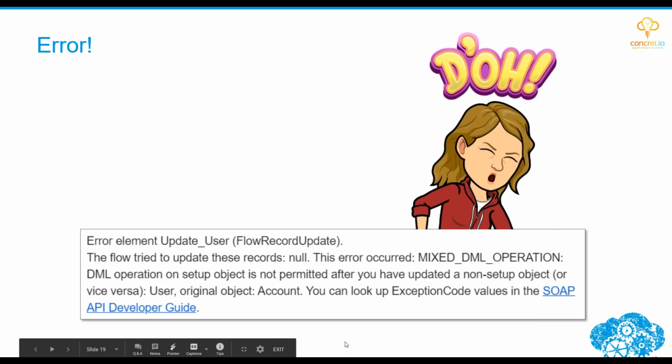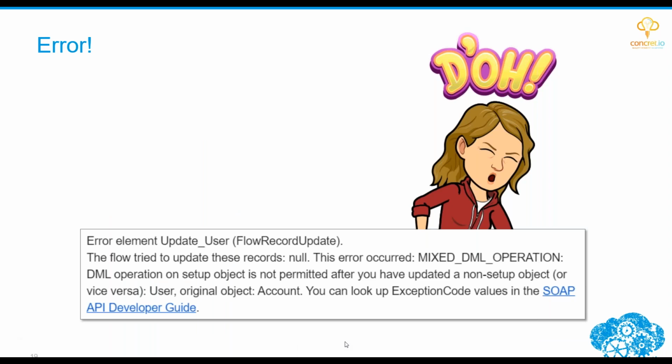Okay. So we go to test this flow and we're all excited about it because in theory, it seems like it's going to be perfect. And then we get this error, an error that I will admit I had never seen before, a mixed DML operation. I thought to myself, what in the world is this?